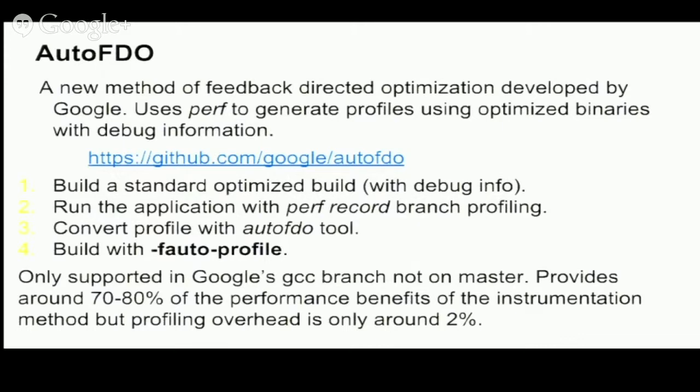AutoFDO is the statistical profile sampling method of doing this. It was developed by Google, so it's not available, as far as I'm aware, in GCC master. It's certainly not under the ARM toolchains. It uses perf to get a statistical profile and figure out whereabouts you spend plenty of time in your code. And then there's a conversion tool that will turn that perf profile into something that GCC can actually import.